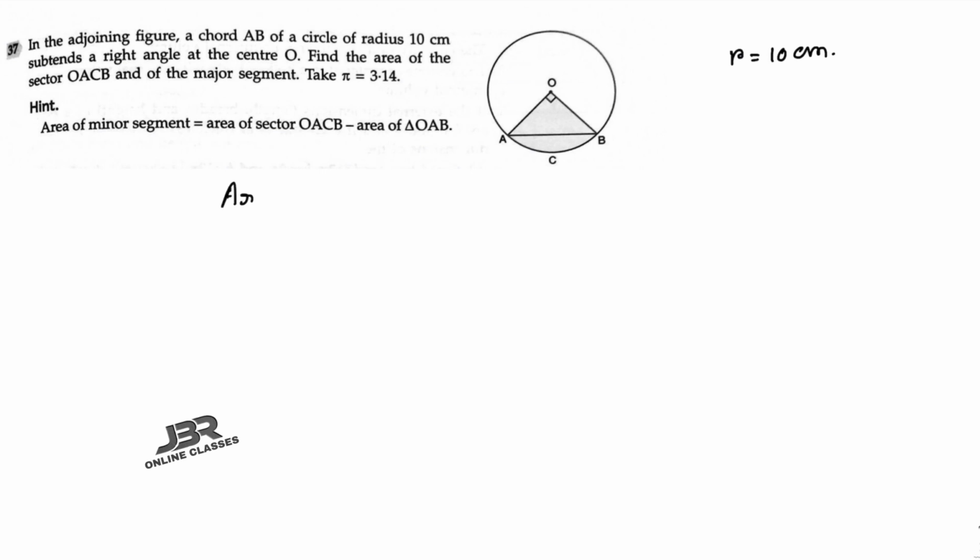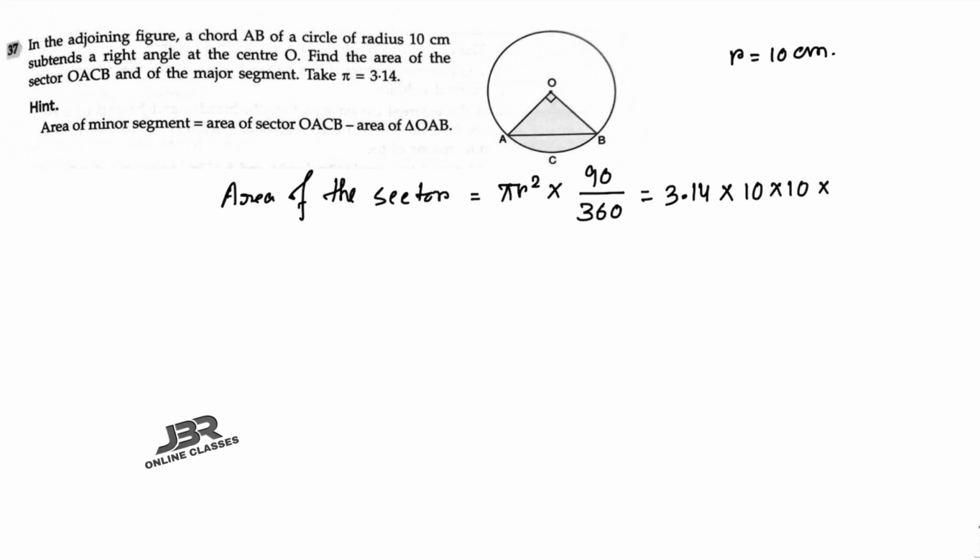So here you can write the area of the sector. You know the formula, that is pi r square into 90 by 360. So pi, just write down 3.14, then r square means 10 into 10, and that into 1 by 4. That means 314 into 1 by 4, so 78.5 centimeter square. That is the area of that sector OACB.